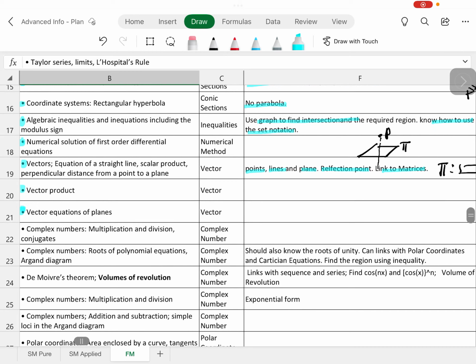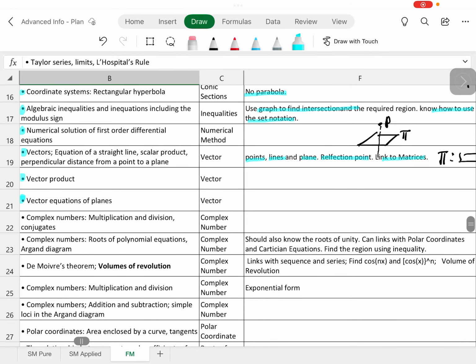Next topic is complex numbers. So there are 1, 2, 3, 4, 5 bullet points for complex numbers. You can see how important it is. The first one, from CP1, you need to know multiplication, division, and conjugates. Then links with roots of polynomial equations, and the Argand diagram. For this one, would you be able to use the formulas for roots of polynomials to find unknowns A, B, or C?